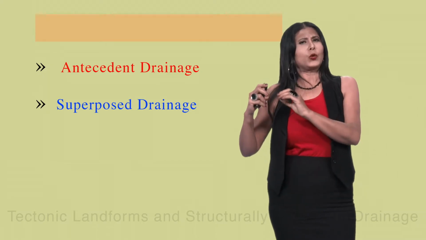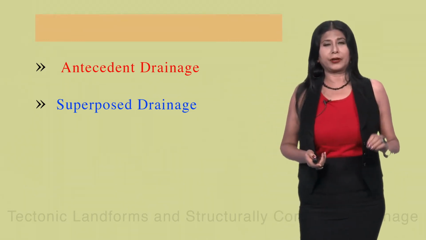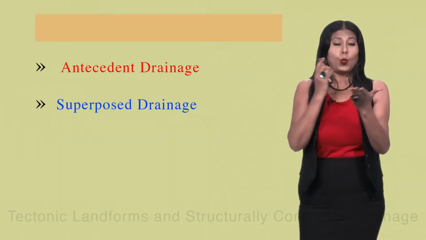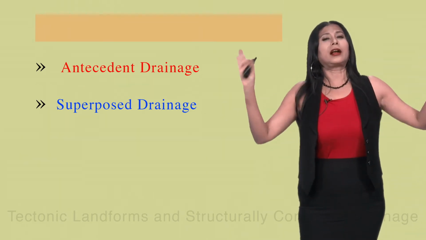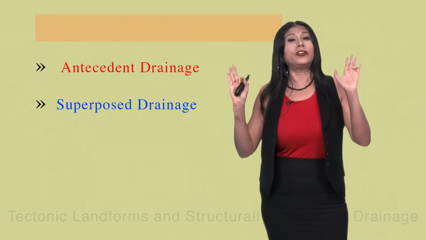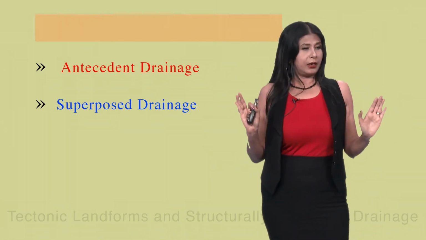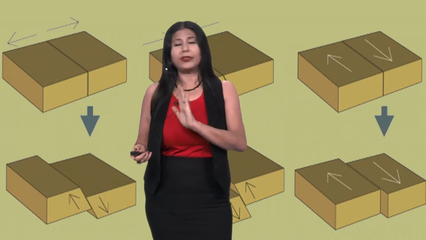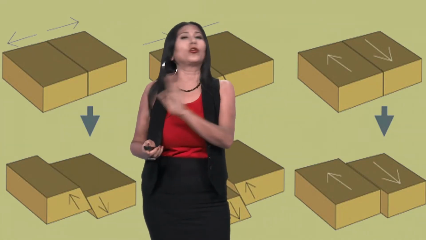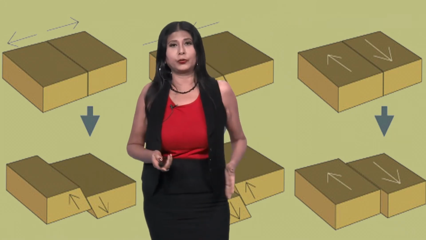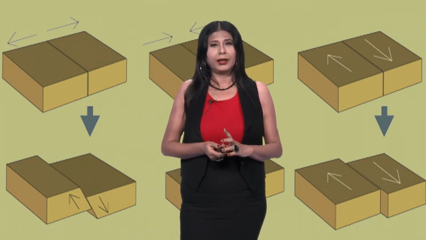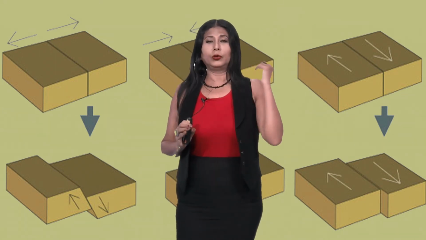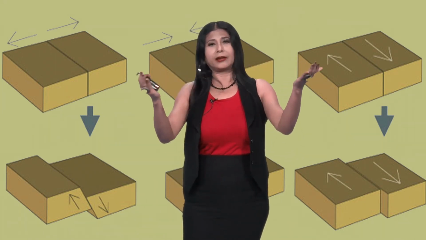The second type is called antecedent drainage. So let us see antecedent drainage and superimposed drainage. Once again, these are the kinds of drainage network or river network which are controlled or influenced by tectonics. And therefore, they do not follow the normal rule of physics. Now let us see how they are. A river will always flow from a highland to a lowland. It's gravity, yeah.